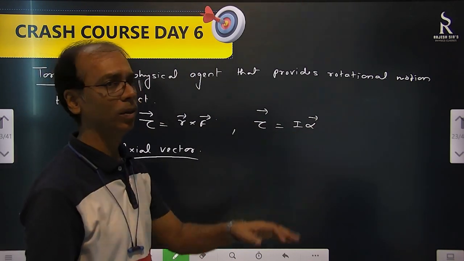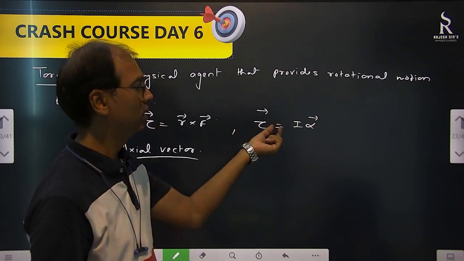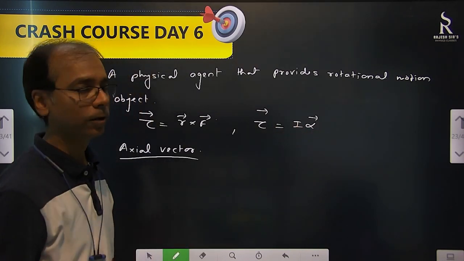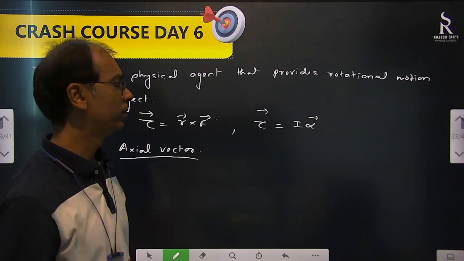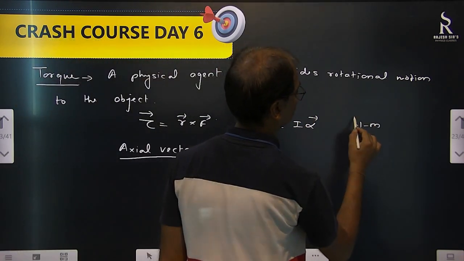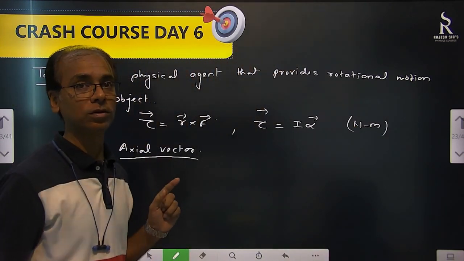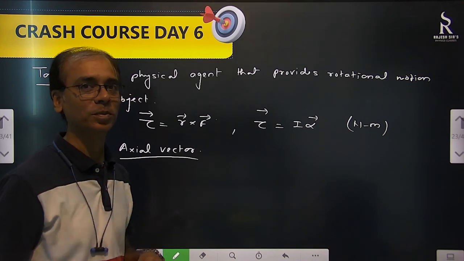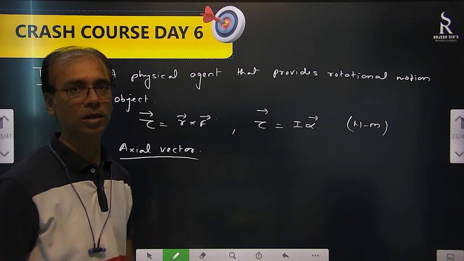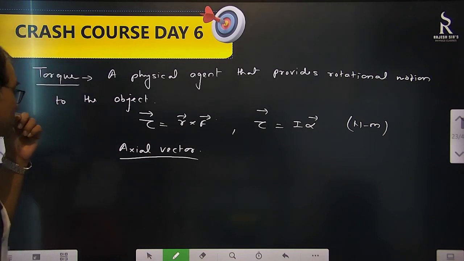Torque is equal to I alpha, just like F equal to ma, force equal to mass times acceleration. Mass is representing inertia there, so here I is representing inertia, and in place of acceleration, alpha is there. Its unit is Newton meter. Newton meter was for work also, force into displacement, but that we call joule. Here it is Newton meter, but dimensions are same, M L squared T to the power minus 2. So this is an axial vector.